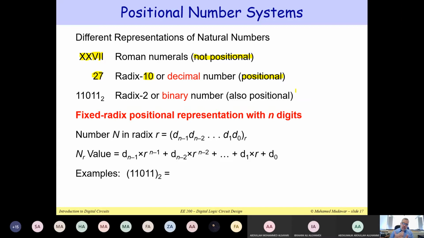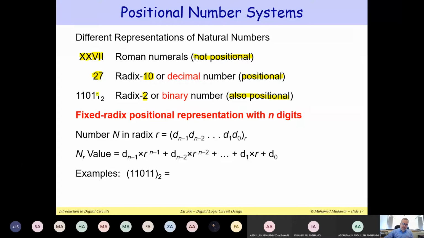However, for computers, it is difficult to represent 10 digits using 10 different voltages. So it's easier to use the binary number system. The binary number system is radix 2, which means that we only have 2 digits, 0 and 1. But each digit has a position inside the number, so it's also a positional number system.